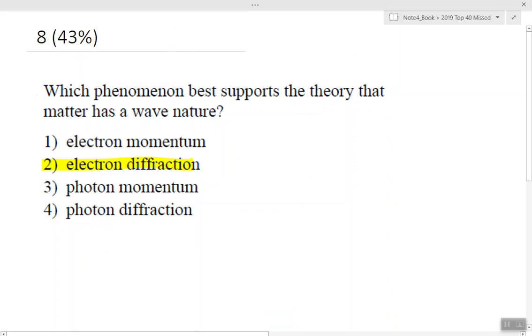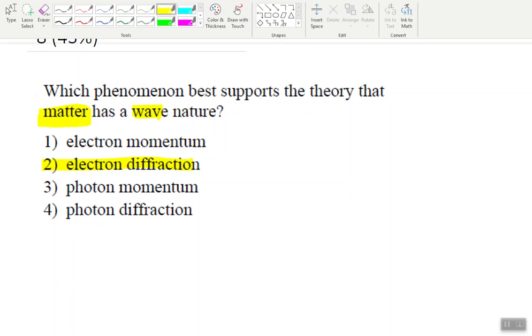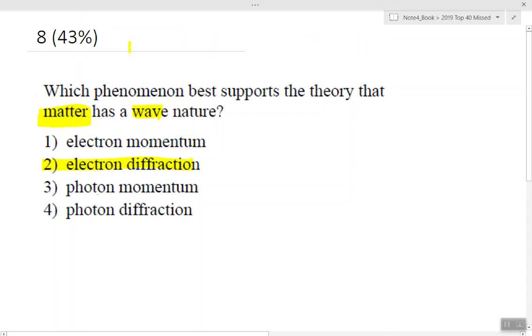So physics is weird, and one of the weird things is that particles, if they're very small, can do wave things. And waves, light waves for example, can behave like particles. That's the photoelectric effect. But in this question, it's saying, what's an example of matter acting like a wave? So it's not going to be choices 3 or 4 because those are photons. They don't have mass.